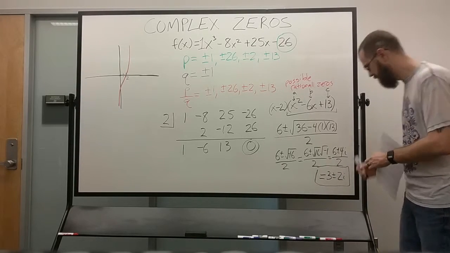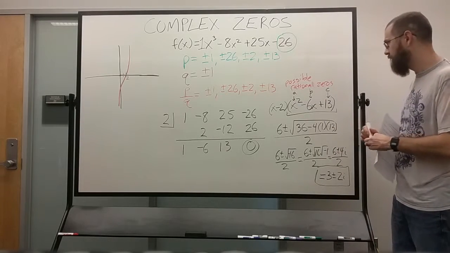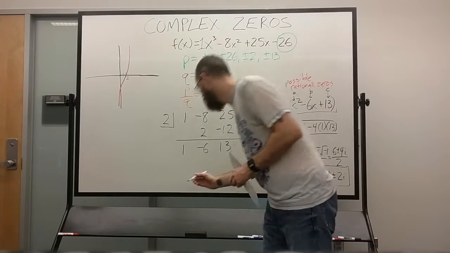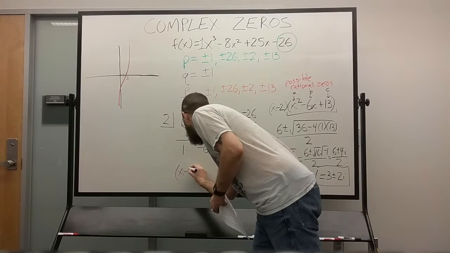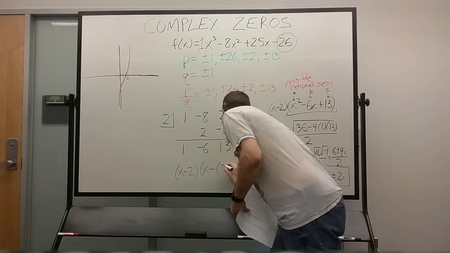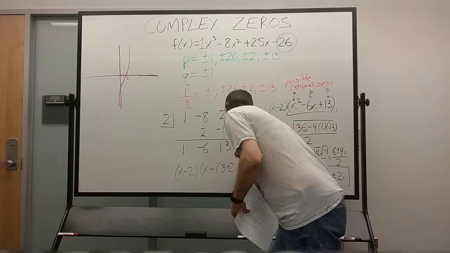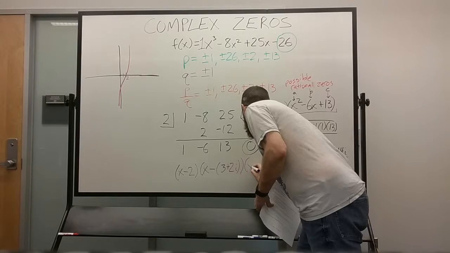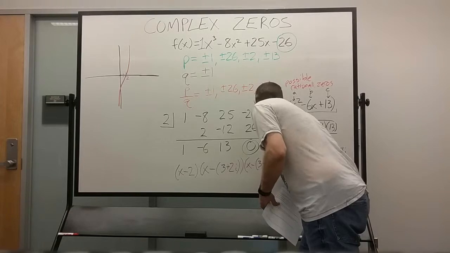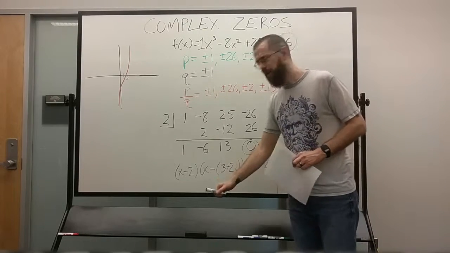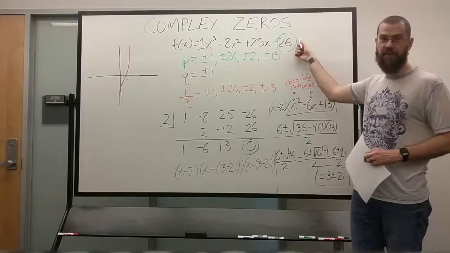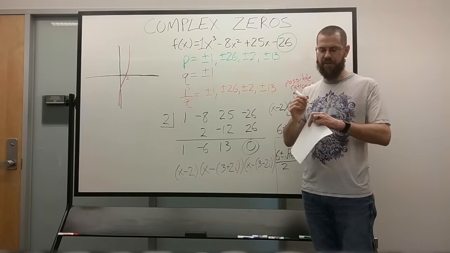So now we have the fully factored form of this polynomial, and if we were to multiply these three binomials together, we would obtain our original f of x. So that's how you find the complex zeros for a polynomial.